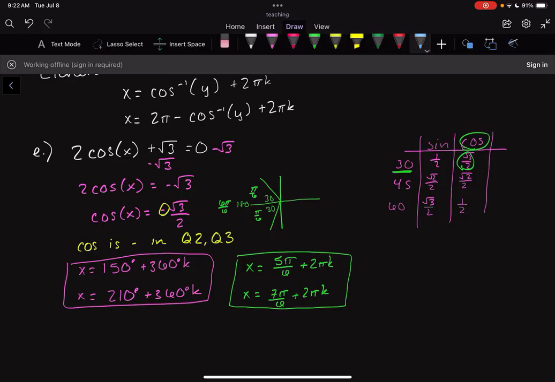And just another thing to keep in mind, if you want to use the general formula, you would have had to do x equals cosine inverse of negative root 3 over 2, and that would have given you 150. And then if you do 2 pi minus 150, or 360 minus 150, you'll get the other angle of 210.